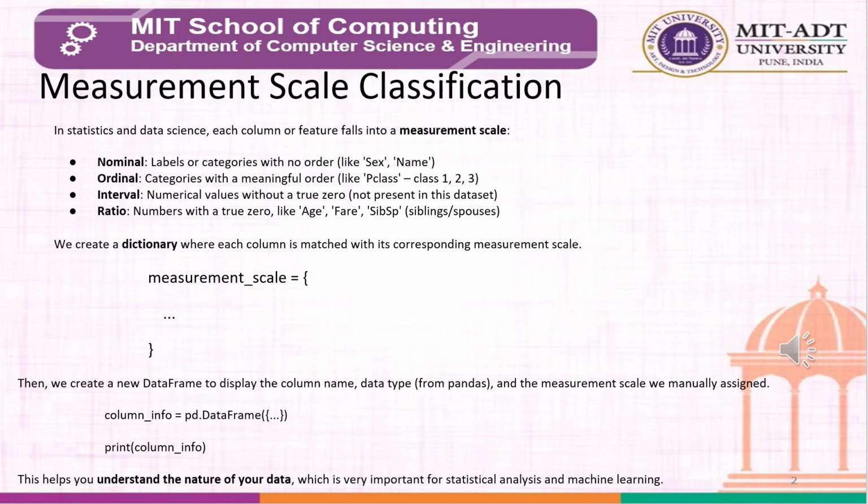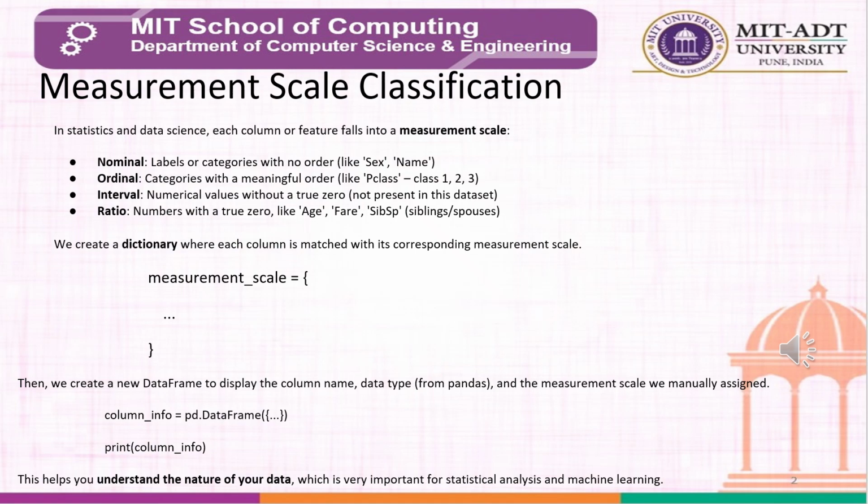About measurement scale classification: in statistics and data science, each column or feature falls into a measurement scale, that is nominal, ordinal, interval, and ratio. Nominal labels are categories with no order. Ordinal is categories with a meaningful order, for example Pclass, or class 1, class 2, class 3, and so on.